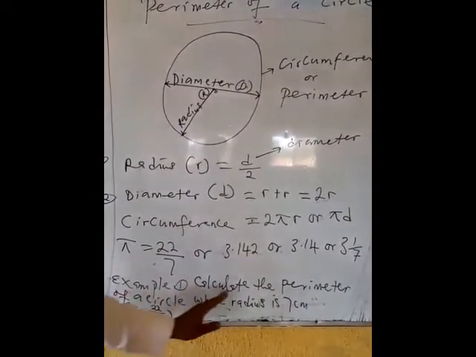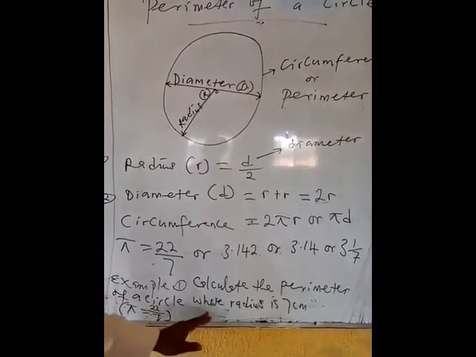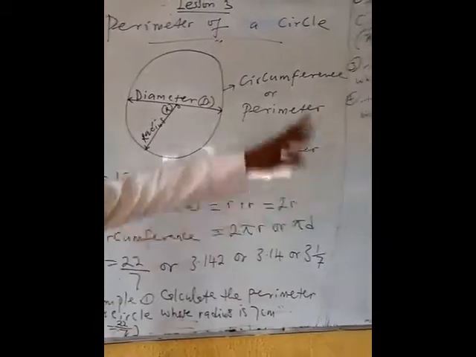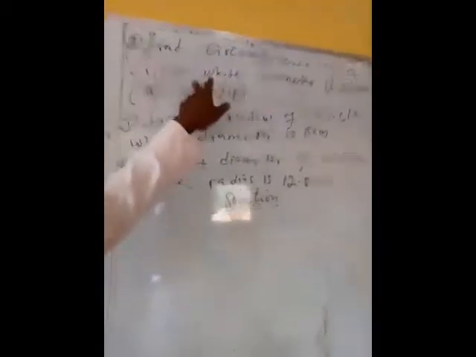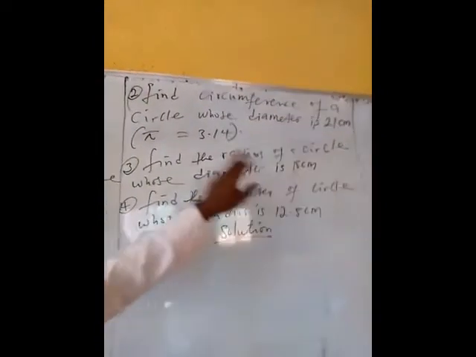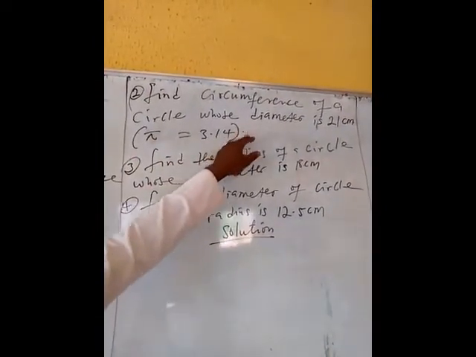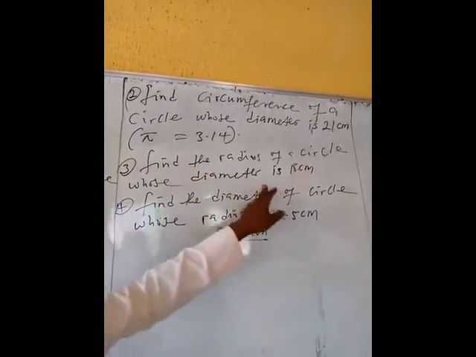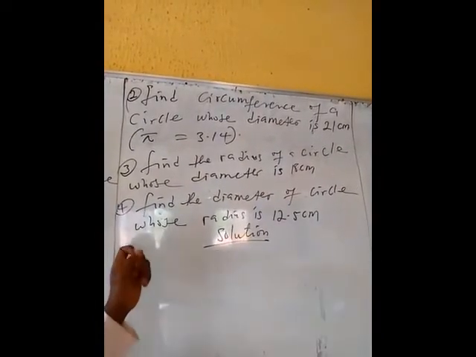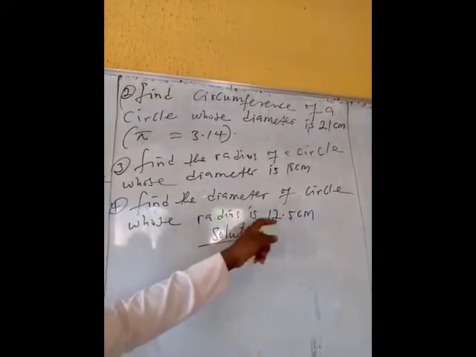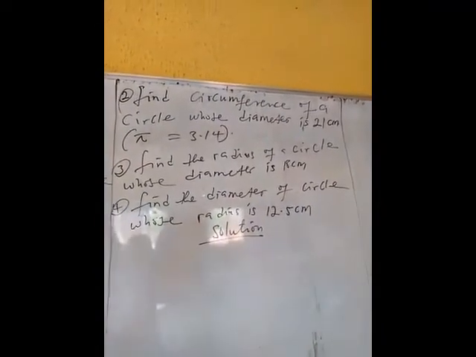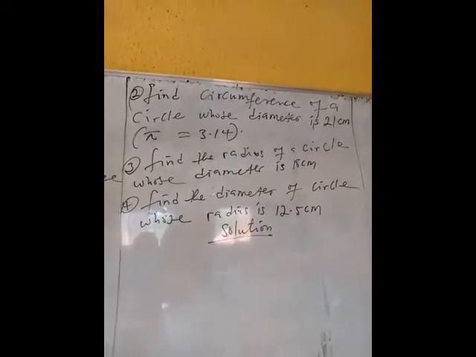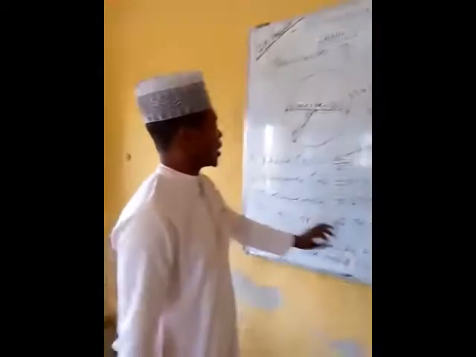Example 1. Calculate the perimeter of a circle whose radius is 7 centimeter and take pi to be 22 over 7. Question 2. Find the circumference of a circle whose diameter is 21 centimeter. Take pi to be 3.142. Question 3. Find the radius of a circle whose diameter is 18 centimeter. Question 4. Find the diameter of a circle whose radius is 12 centimeter. All these questions cover the formula we have here.